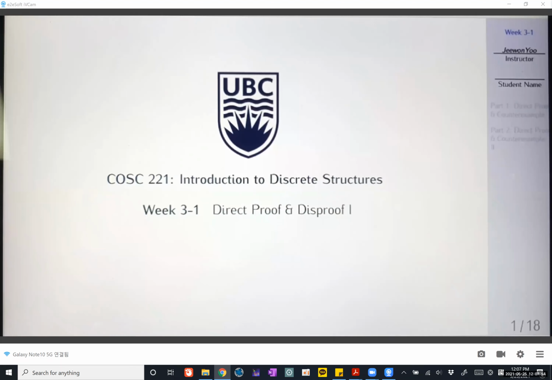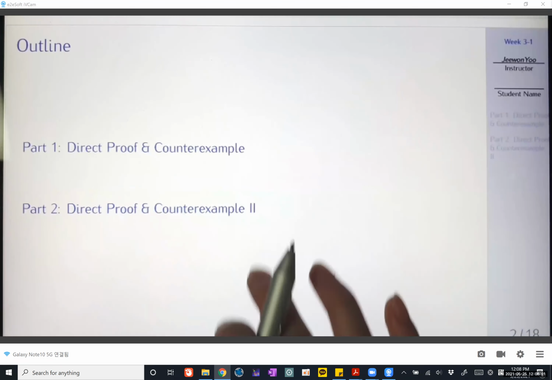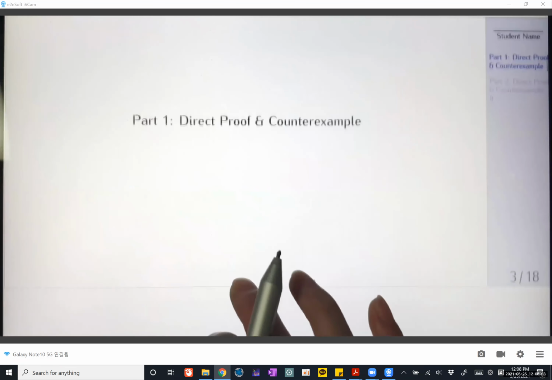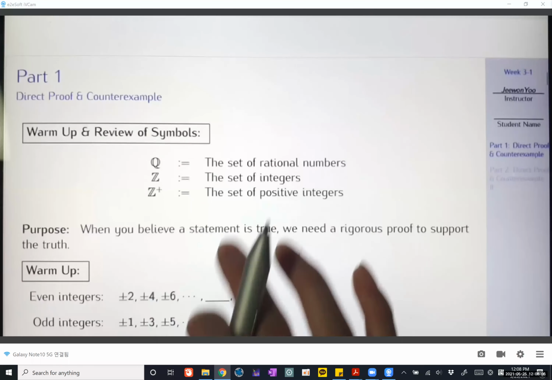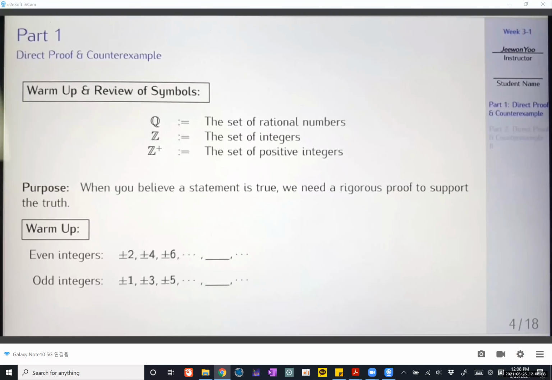If everything is clear, then we can start the lecture about direct proof and disproof, part number 1. Okay, we're gonna start from very, very simple stuff.